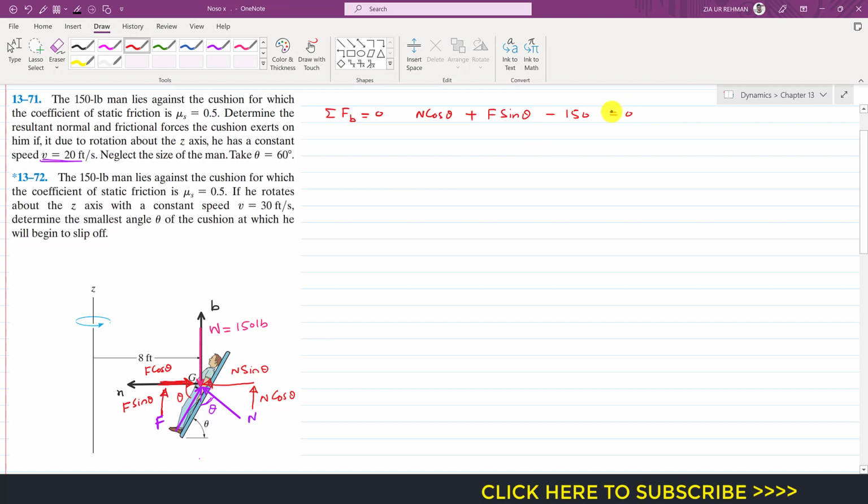So this is equal to 0. If I bring this weight to the other side, it will become positive, so we will have this equation: n cos of theta plus f sin theta equals 150. Let's say this is equation 1.